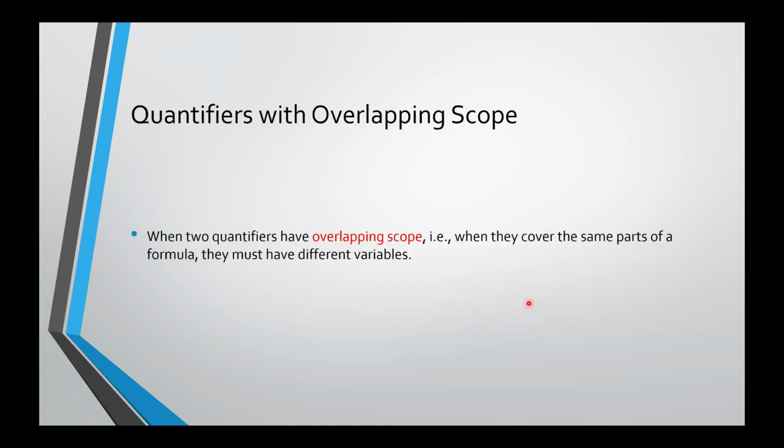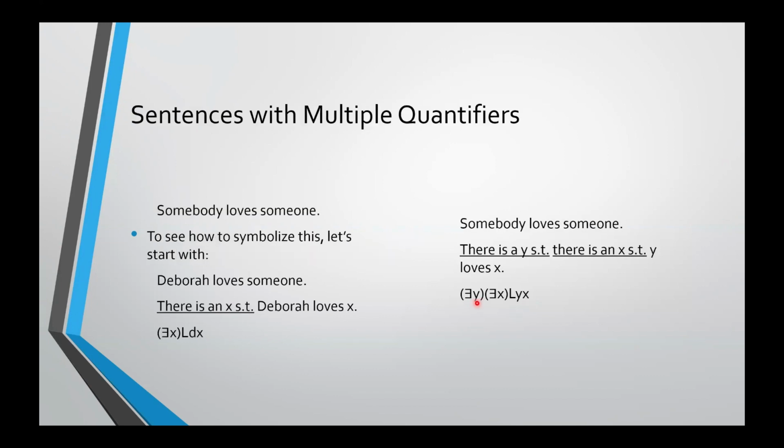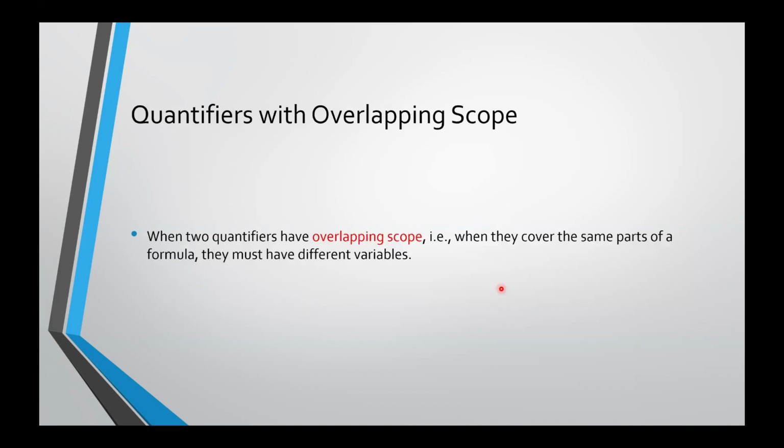Another thing that matters is that we used a y here when we introduced this variable. What matters is not that it's a y, it's that it was a different variable than what we had here. That is because when you have two quantifiers that have what's called overlapping scope, meaning that they cover the same parts of a formula, they have to have different variables.